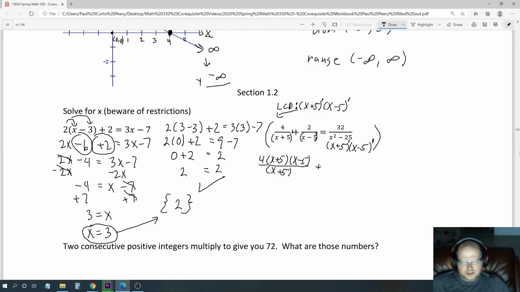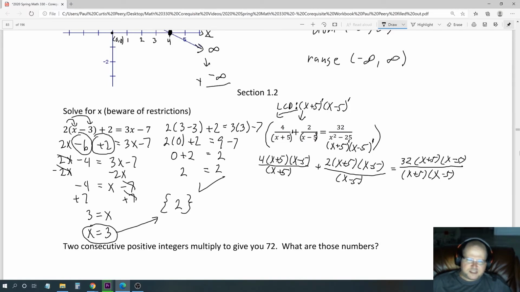And then we distribute it. So we distributed the first one, we distributed the second one over here, which now we have a 2 times x plus 5, x minus 5, over x minus 5. And then we distribute it to the last one, which is 32 times x plus 5, x minus 5. And then we put that over the entire thing of x plus 5 in the factored form, x minus 5.